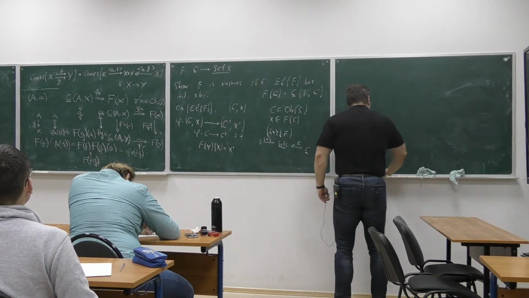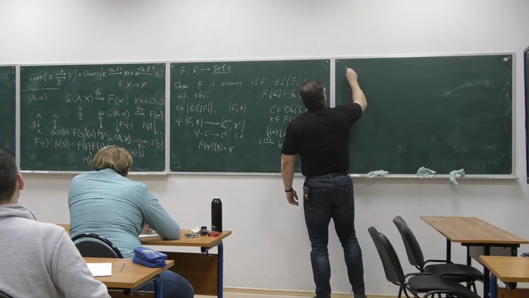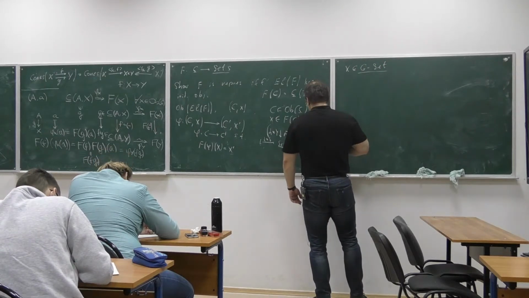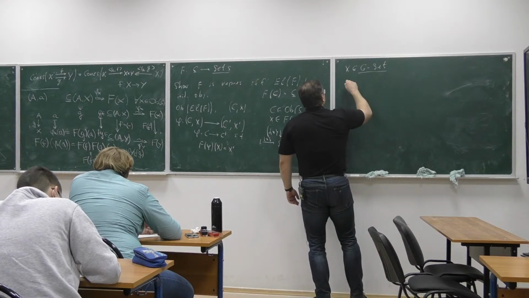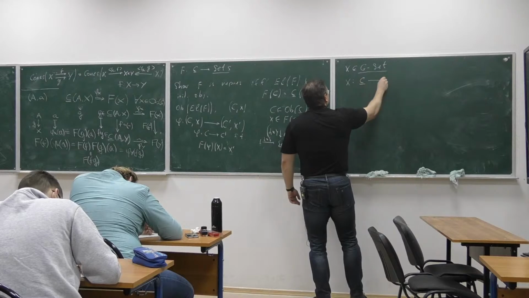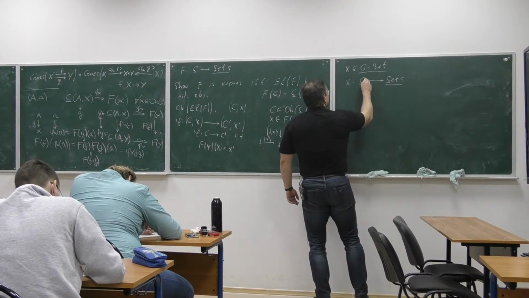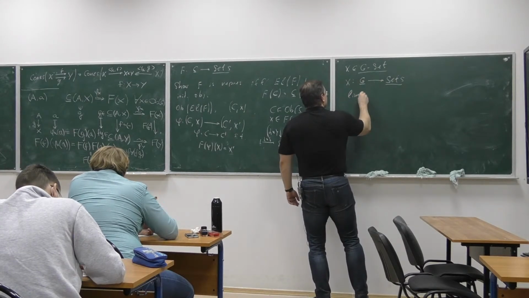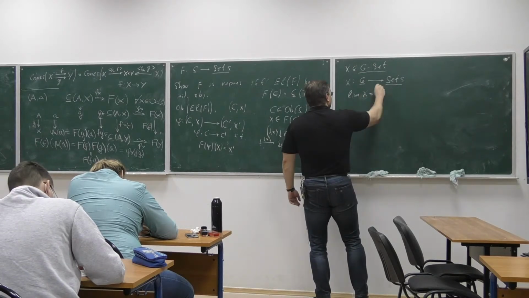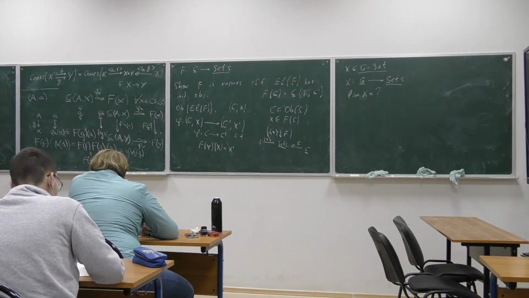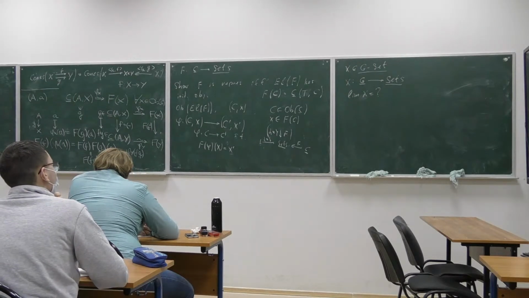So the last problem: take X to be a G set, and we can interpret this as a functor from G to the sets. So what's the limit of X? If this is too easy, there is also a question, what's the colimit?